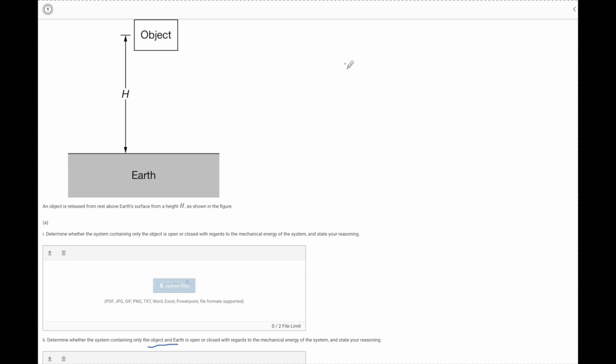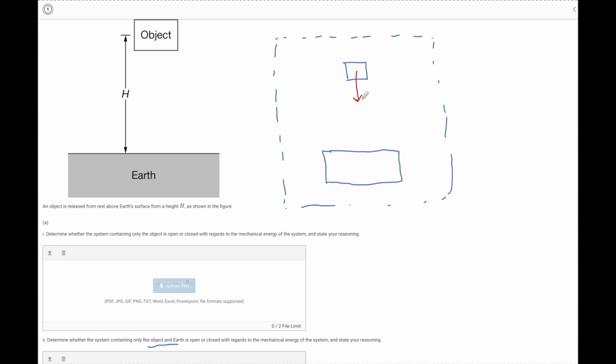And A sub I 2, determine whether the system containing the Earth and the object is open or closed. So now if we do the same thing where we draw the object and we draw the Earth, and we draw a box around this new identified system, we now can say there is a force due to gravity on this object. And there's also a force due to gravity that this object pulls on the Earth due to Newton's laws. So we could say that both of these forces are internal. So there's no net external forces. So this system is closed and things are going to be conserved.